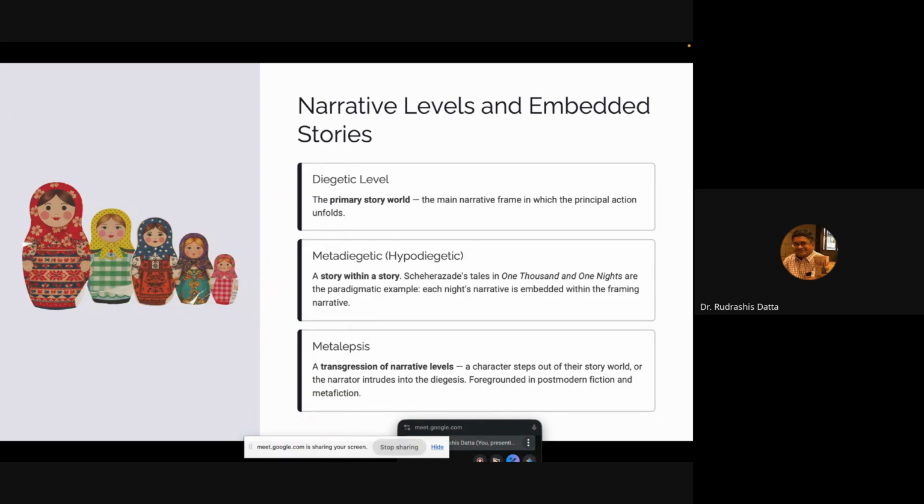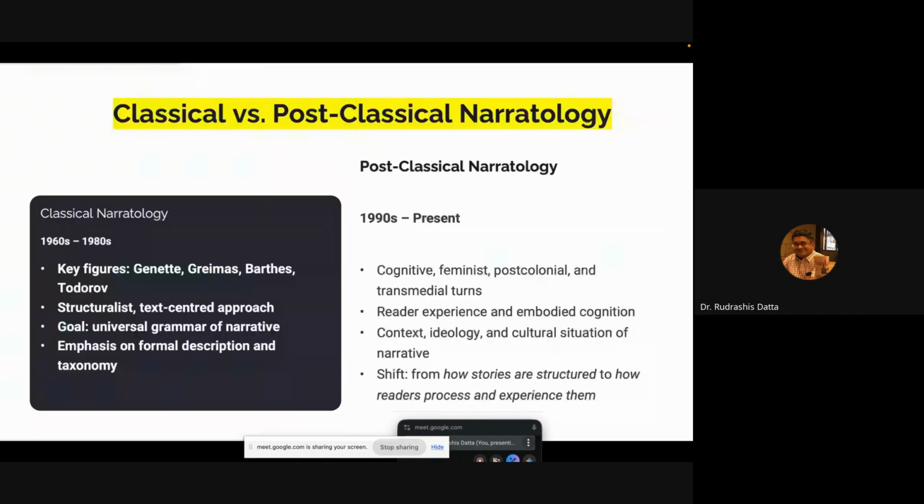Right? There is no such story in the narrative. So this is a metalepsis. In other words, a postmodern narrative where there is a transgression of narrative levels.